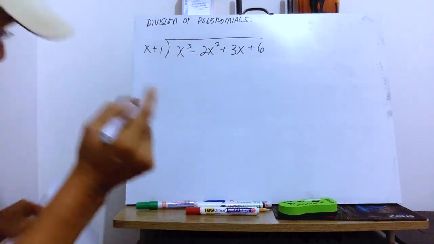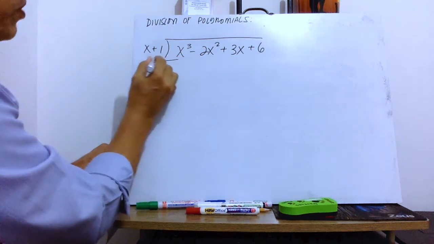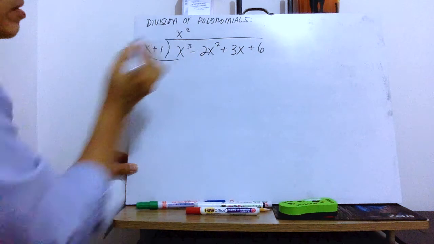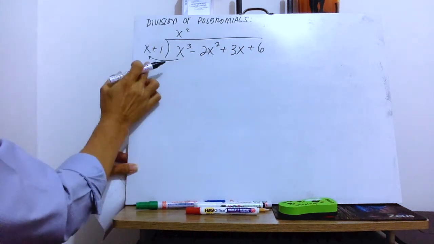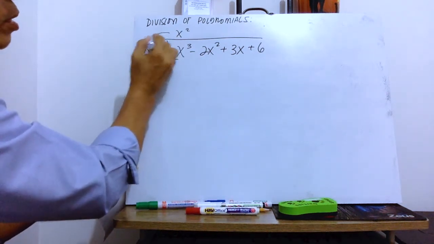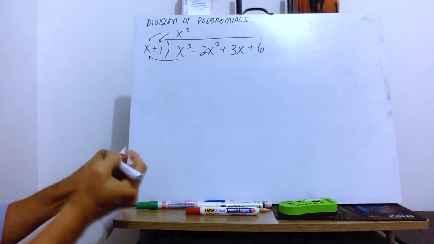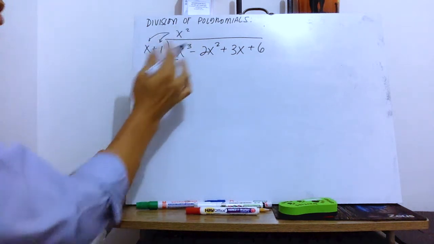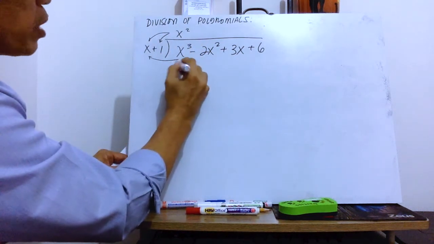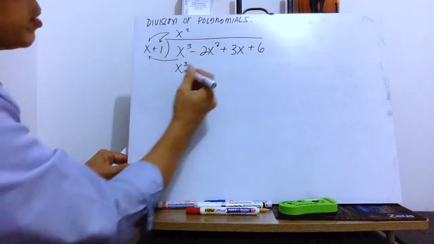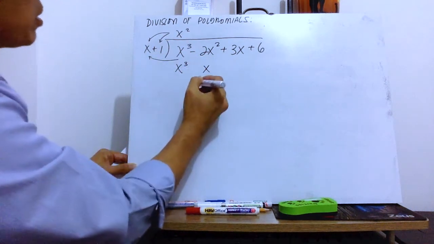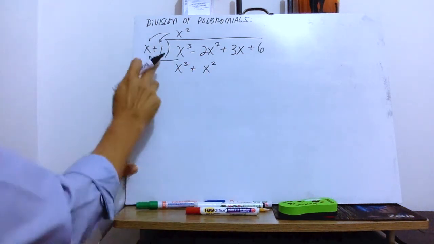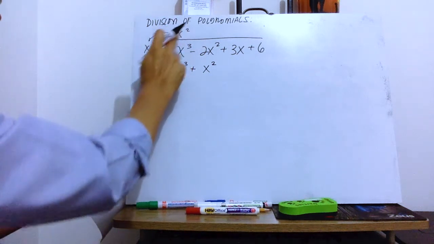Okay, how do we go about this? First term to first term here. X cubed divided by x, that's x squared. You divide once, but you multiply twice. Again, divide once, multiply twice. So we multiply back: x squared times x becomes x cubed, x squared times 1 becomes x squared.